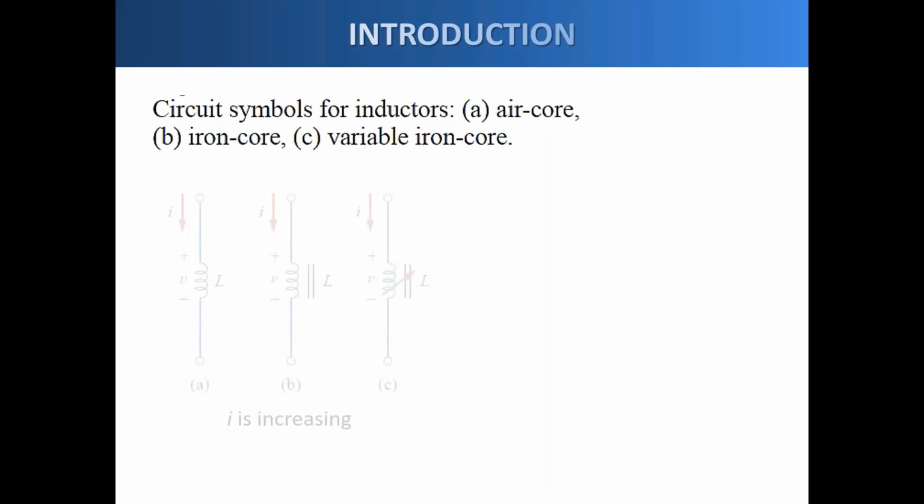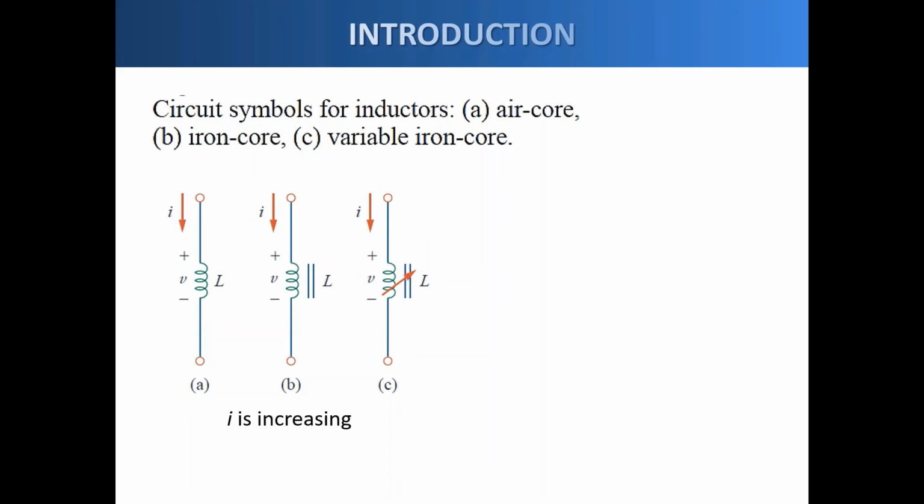These are the symbols of an inductor. So here we have an inductor that has no core, or the core is simply air. Here we have an inductor that has an iron core, and here we have an iron core, and at the same time we can vary the inductance of that inductor.